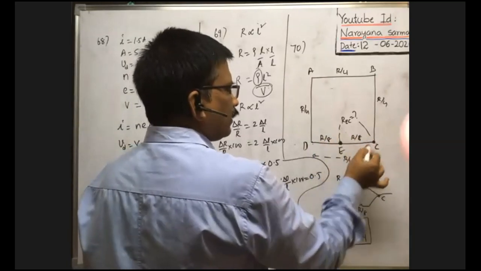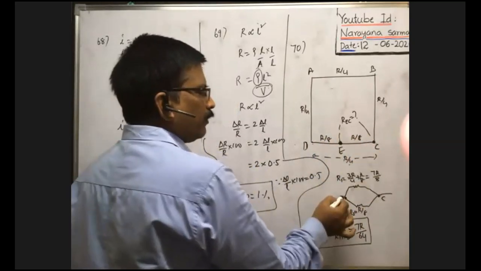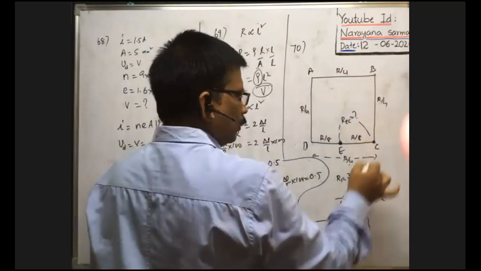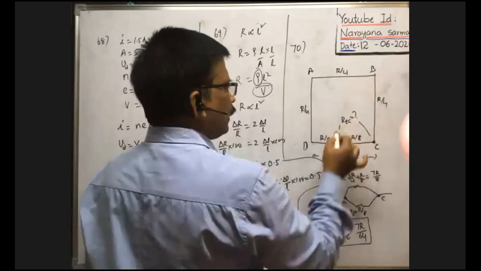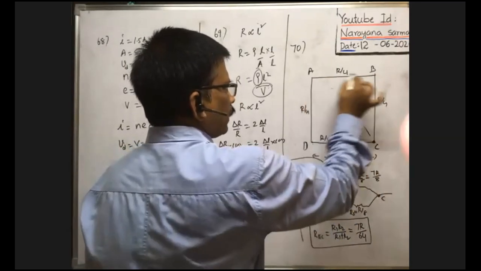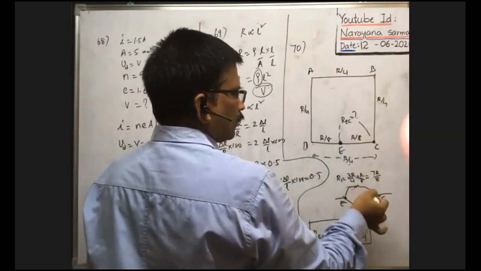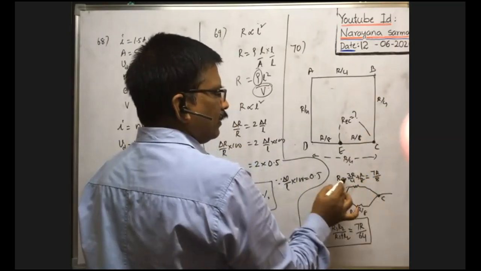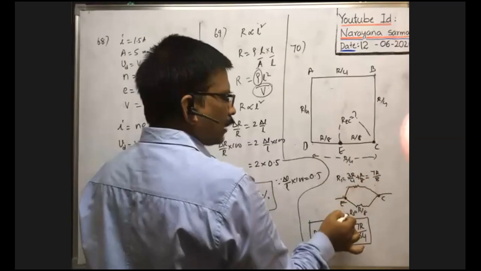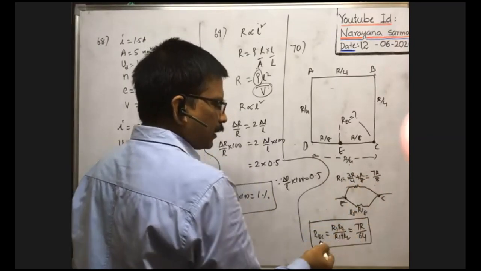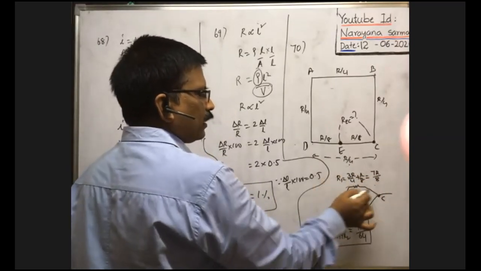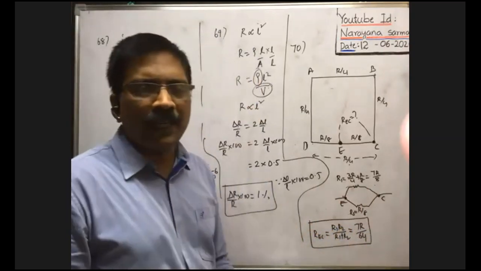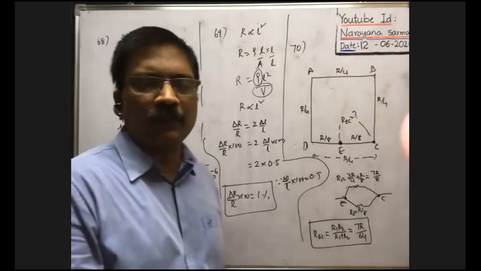Now between E and C, what is the resistance they asked? Between E and C, this resistance R by 8 is there. This other resistance is also there, no? This means R by 8 plus R by 4 plus R by 4 plus R by 4. All are in series. Then you add, and you will get 7R by 8. Now between E and C, this R1 is 7R by 8 and R2 is R by 8. Both are in parallel. What is the effective resistance R_EC? This is the formula. You substitute, then you simplify them, and you will get 7R by 64. Okay.